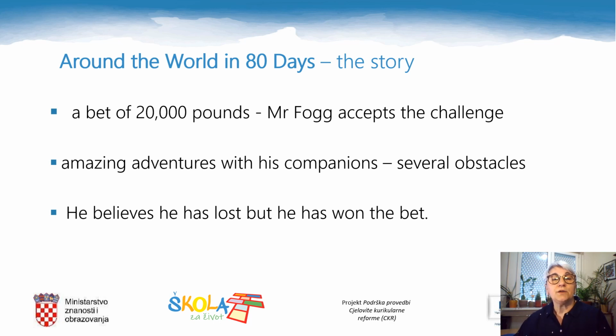It's a book about a gentleman who lives in London. His name is Mr. Fogg. And one day, Mr. Fogg accepts a challenge. It's a challenge to travel around the world in 80 days and come back to London in 80 days. And the book is about his amazing adventures with his companions, obstacles around the world, and how he has won the bet.